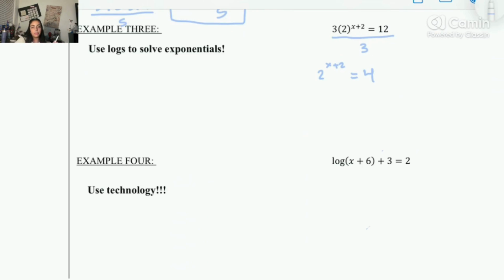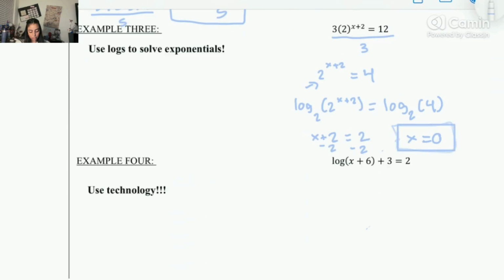Now we can apply a log to both sides, and we're going to take the base from the base of our original equation right here, which is 2. So we're going to do log base 2 of 2 to the power of x plus 2 equals log base 2 of 4. So log base 2 of 2 to the power of x plus 2 is just x plus 2. You're just going to look at the exponent in the base. And then log base 2 of 4 is just 2, since 2 squared is 4. So now we can take 2 away from both sides, and we know what x equals.